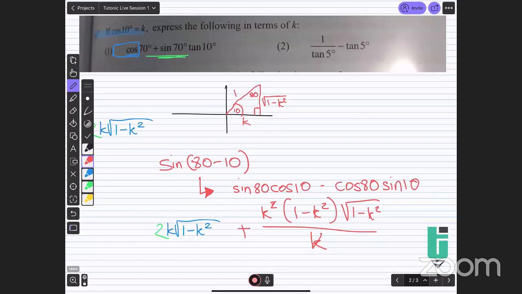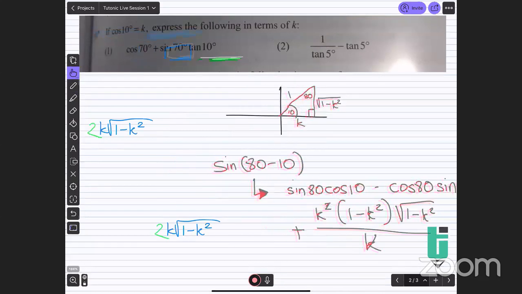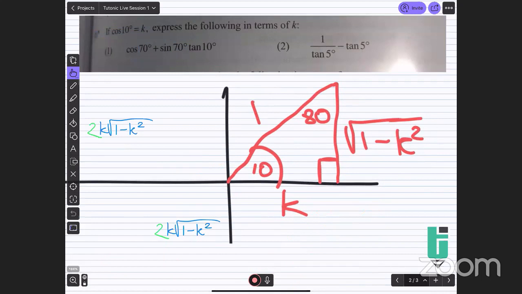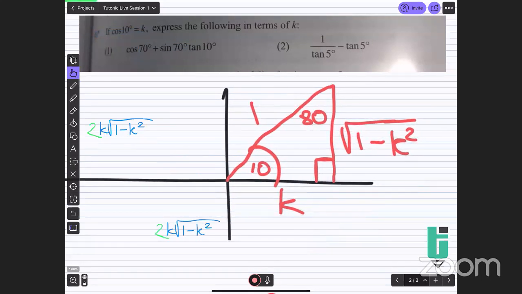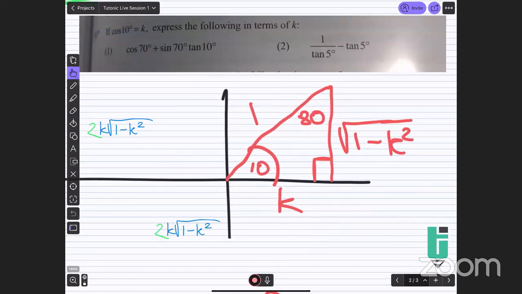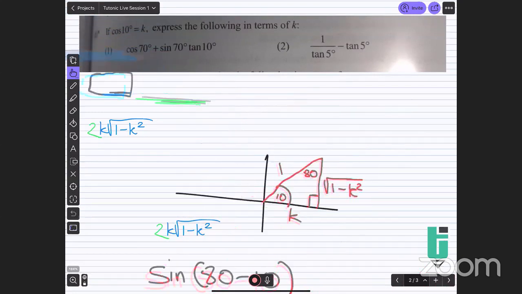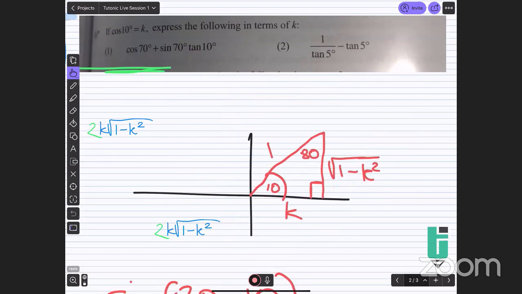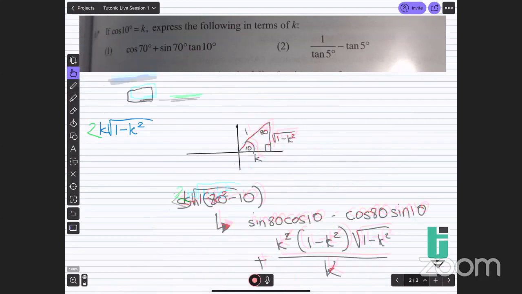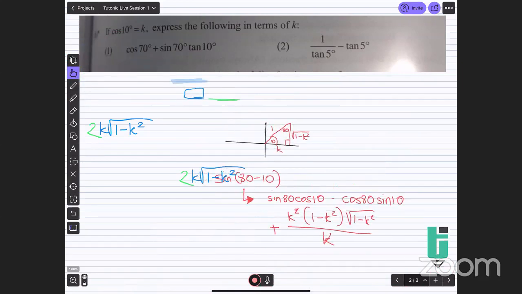That looks like a marathon there, but do you guys see how all of this just came from the triangle? Do you guys see that? Yes. All of the knowledge we gained from answering this question came from the triangle. So moral of the story, draw the triangle. Okay. So next question says 1 minus 10 over 5.